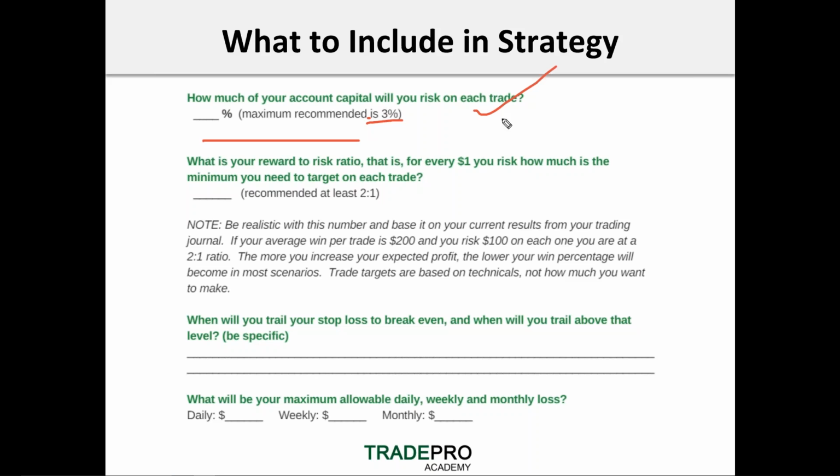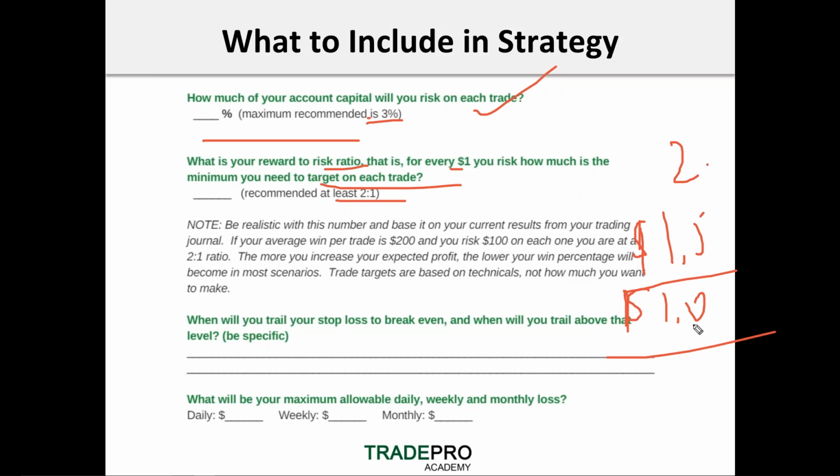You're good to go. What's your risk to reward ratio? That is, for every dollar that you risk, how much you need to make on each trade. I'd recommend 2 to 1. I'd recommend making $2 for every one, but at the very least, try to make $1.50 for every dollar that you risk. Any lower than that, you're going to get yourself in trouble, and I'll show you why statistically in a moment. My stops to take profits are 1.5, actually mine's 1.6 to 1.